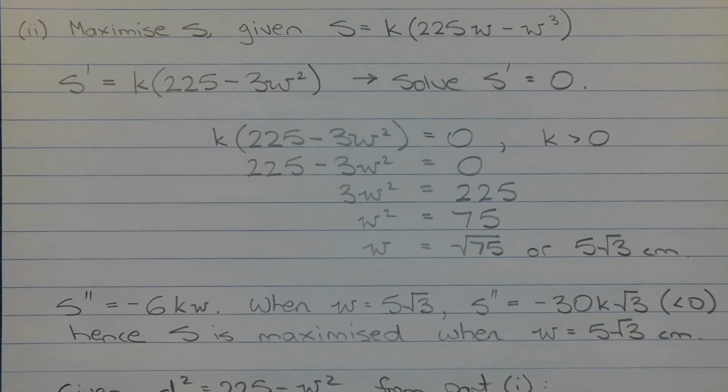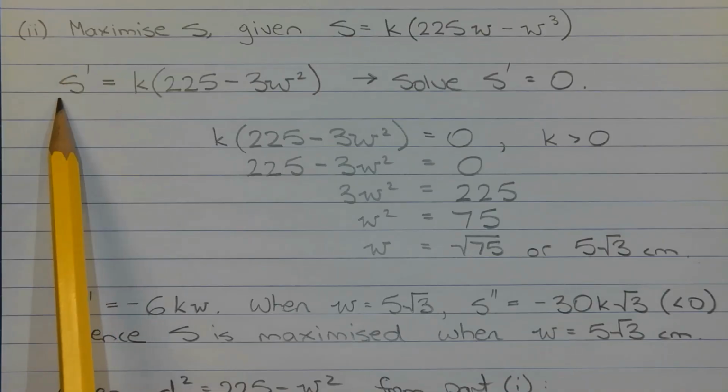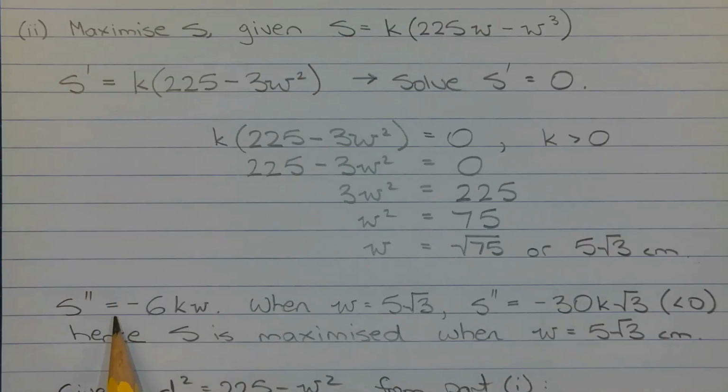Now to find the second derivative, S double dash, we differentiate the first derivative with respect to W, and we get negative 6 times K times W. Now when W is equal to 5 root 3, S double dash is equal to negative 30 times K times root 3. Now K is positive, so a negative number times a positive gives us a negative. So because S double dash is negative, S is maximized when W is equal to 5 root 3 centimeters.